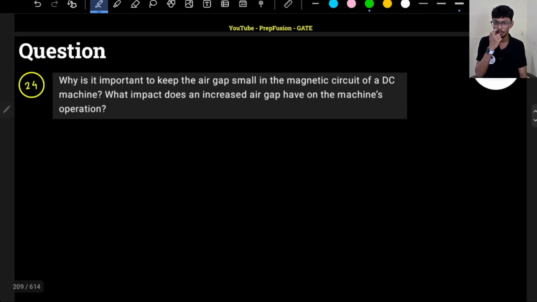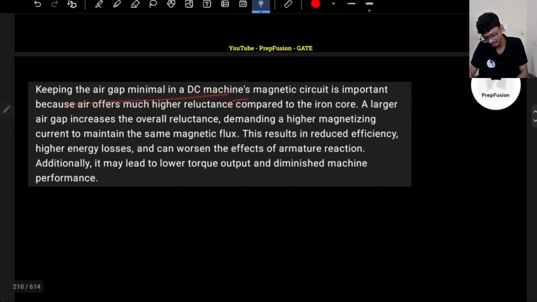Now a few theoretical questions. Why is it important to keep an air gap in the magnetic circuit of a DC machine? What effect does an increased air gap have on the machine's operation? You might say, sir, there is an air gap, so the magnetic flux will face more reluctance, so the overall flux density reduces and hence the induced EMF will also reduce. You are correct, but still we have to provide an air gap for safety concerns. Keeping a minimum air gap in a DC machine's magnetic circuit is important because air offers higher reluctance compared to iron. A larger air gap increases the overall reluctance, demanding higher magnetizing current to maintain the same magnetic flux. This results in reduced efficiency and other bad effects. It may lead to lower torque output because the induced EMF will be lower.